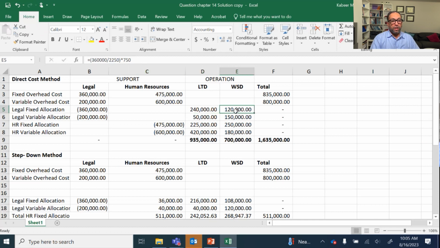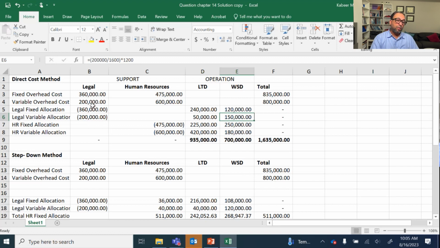Same is the case here because WSD is using 750. So we multiply with the 750 and that is distributed. Then we have the legal variable cost, and the variable cost is 200 for the legal department. And how do we distribute it? Divided by the total actual hours, multiplied by the actual hours used by LTD. And so the HR fixed allocation, we divide the HR.